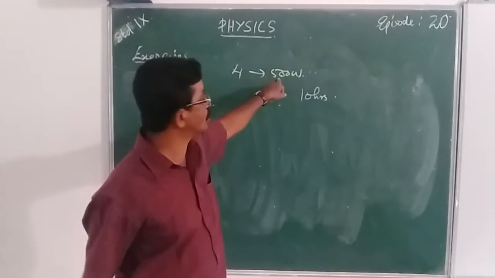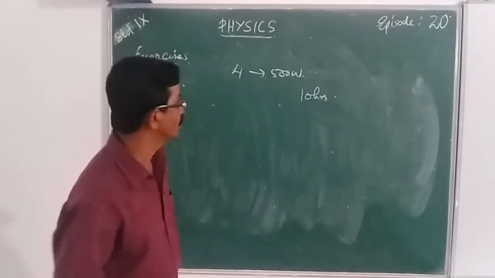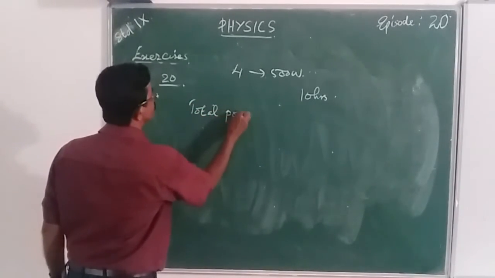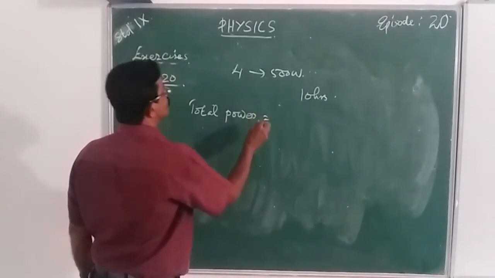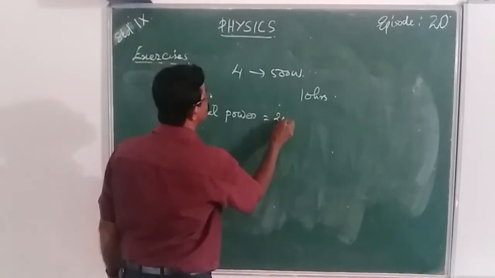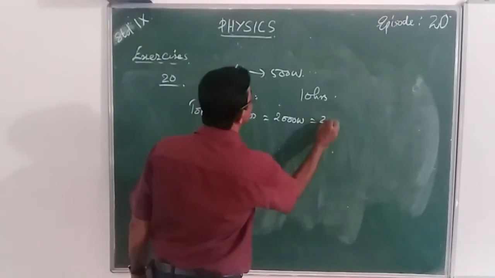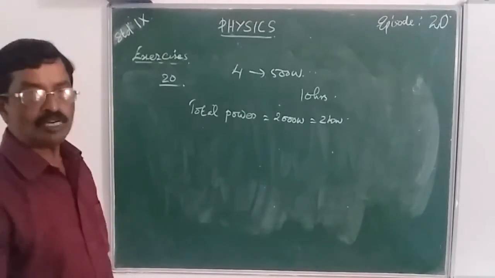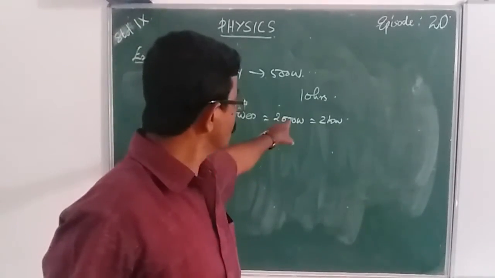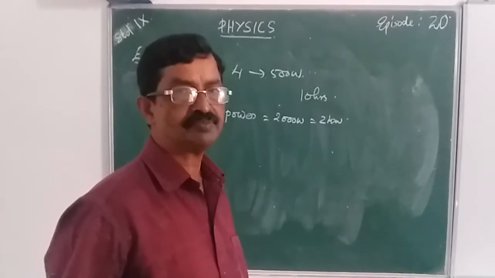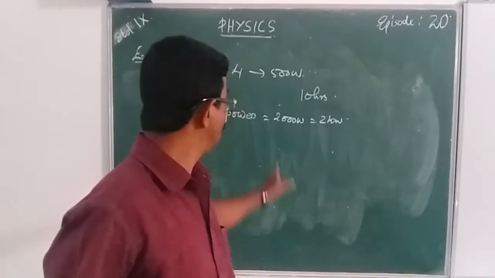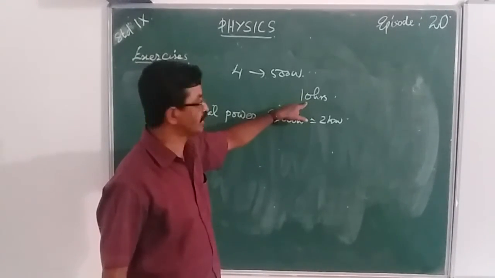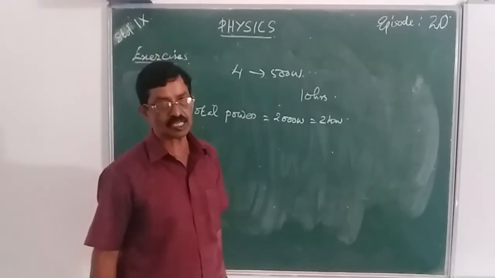Each device is 500 watt, and there are 4 such devices. So we can take the total power of the 4. Total power of the 4 is equal to 4 into 500, that is 2000 watt. That is equal to kilowatt. 1000 watt is 1 kilowatt, so 2000 watt is equal to 2 kilowatt. And the time that the appliance consumes energy is 10 hours.